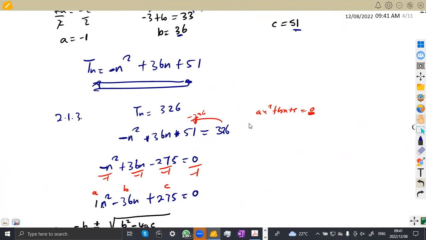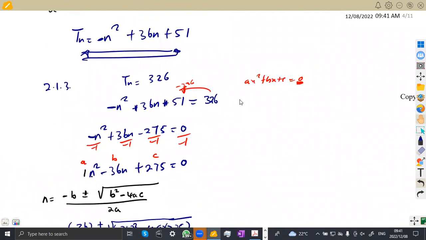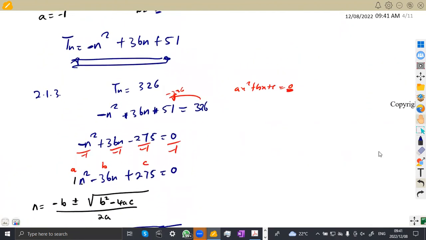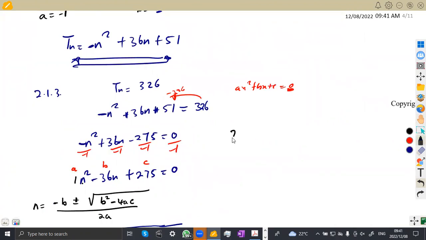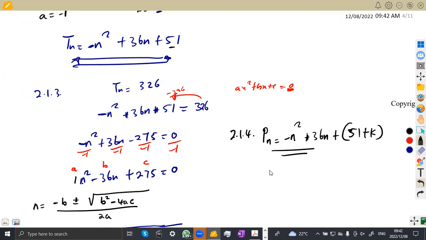So we're going to take that Tn, but now you just have to add a k. Maybe I can even write it here so that I don't go further from this answer. So this is 2.14. Your Tn is now written as Pn. It's a new expression, no longer Tn. In place of the constant, that's where you're going to add the k. So it's -n squared plus 36n plus 51 plus k, like that. That is the new expression. Even if the constant is a number, let's say they said you added 3 or you added 5 or you added 10.